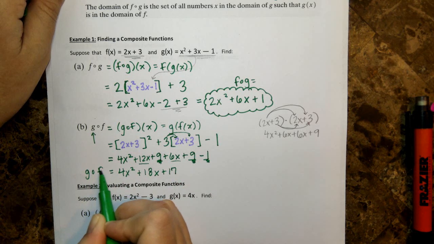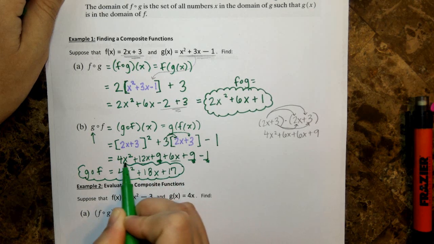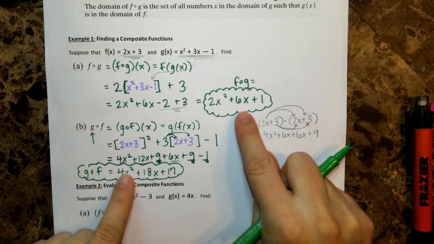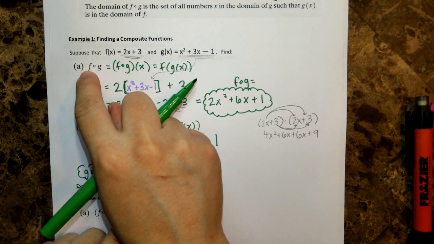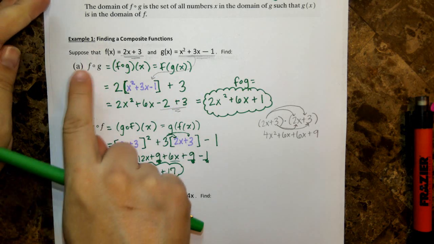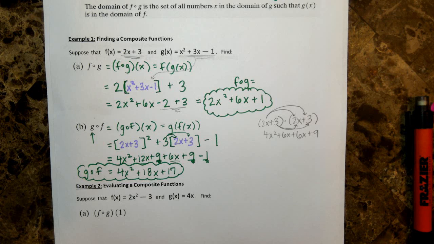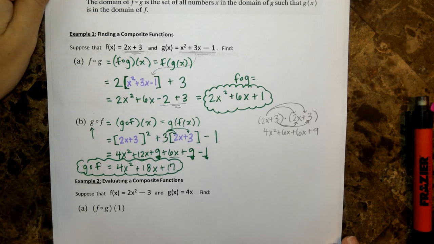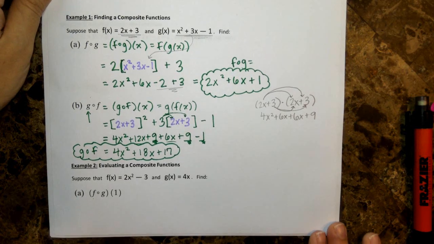This is G composed with F. Okay, and you'll see that these answers are different, so that's why I say order does matter. Make sure that you know, is it F composed with G or G composed with F? Because it does matter which one is the function that's written first and which one's written second. All right, we're going to go ahead and do another example.